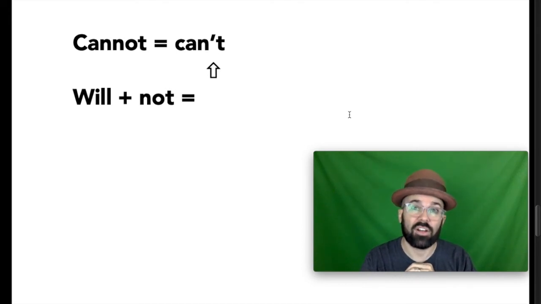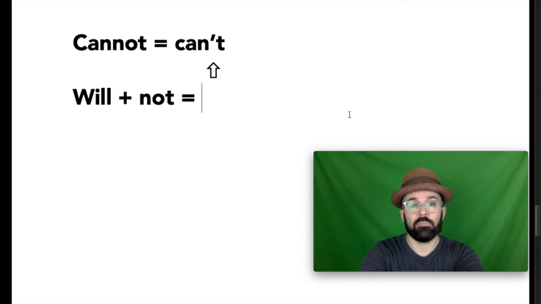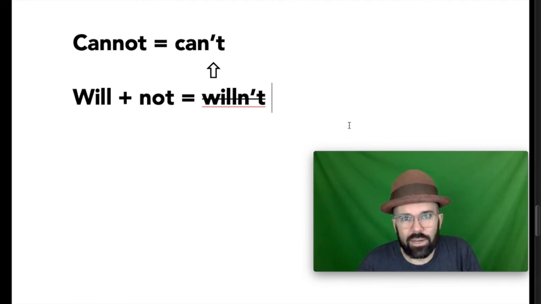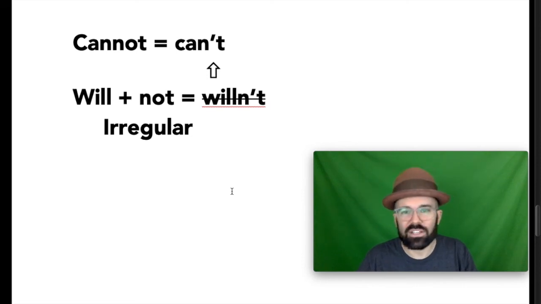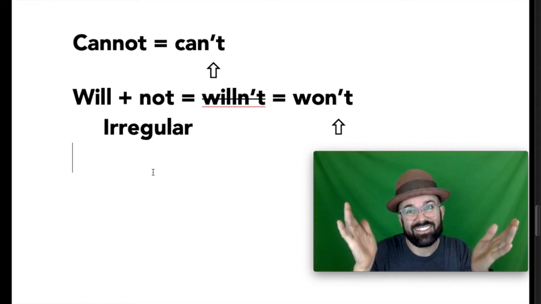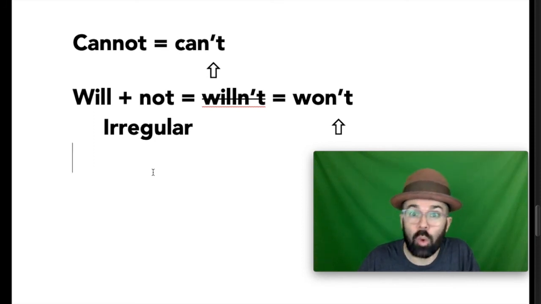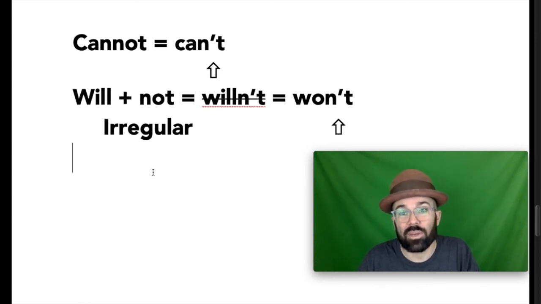Another strange example is will not. Will not, if we were following the same guidelines as before, would become wilt. But wilt is not a word. This is another example of what we call irregular. Will not doesn't become wilt. It becomes won't. Why? English. But the apostrophe still goes where the missing O would have been. Anytime we add not to an auxiliary verb, we really add N apostrophe T.